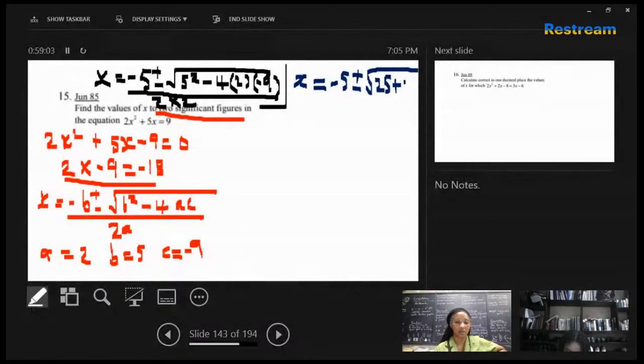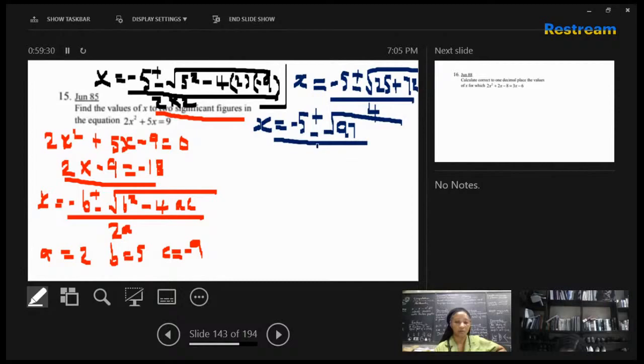I'll come in times 20, 72. 72, yes, 42, 72, all over 4. So x is equal to negative 5 plus or minus the square root of 25. At this point, we're going to add the 72 to the 25. I'll get 97, so the square root of 97 over 4. So x is equal to negative 5 plus or minus the square root of 97 over 4.